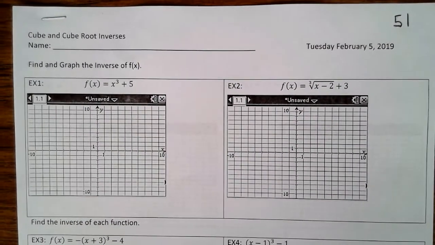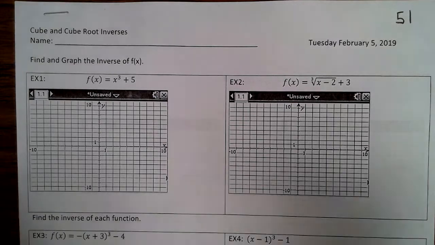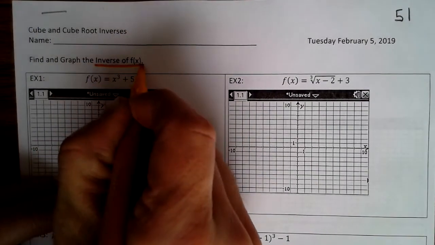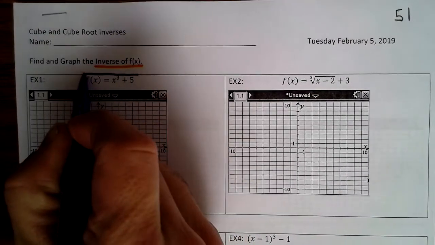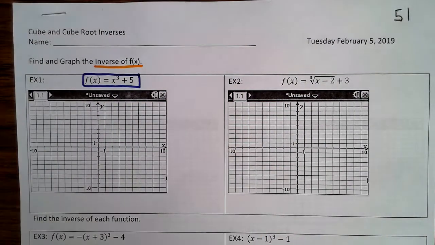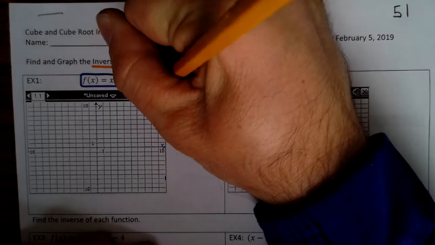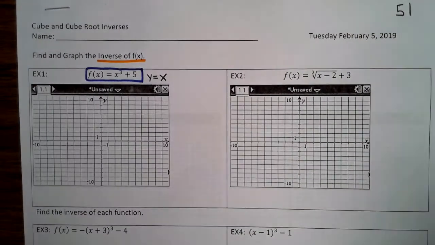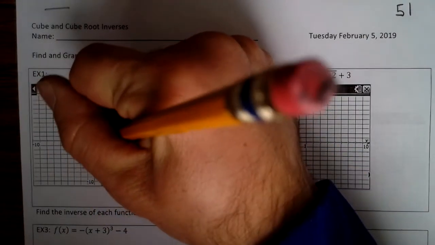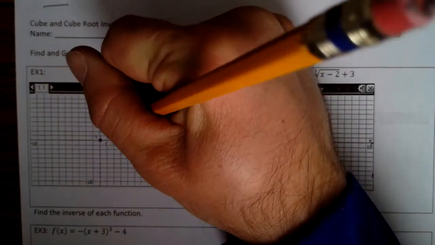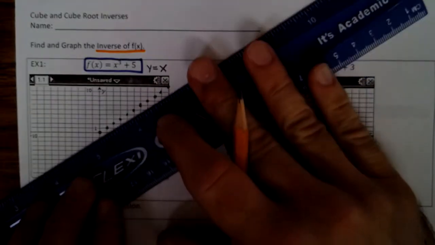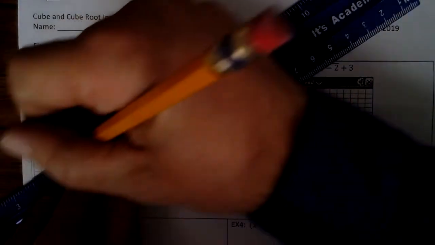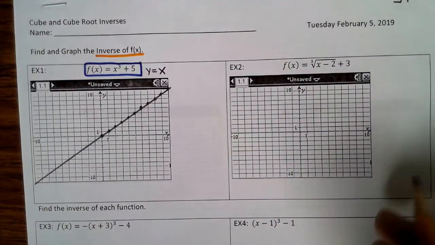Okay, graph the inverse of f of x. Now, I'm going to color code this. I'm going to do the inverse in yellow and the function in blue. Wildcat blue to be specific. And then I'm going to graph y equals x in pencil. Okay, so let's start by graphing that y equals x. So 0, 0, 1, 1, 2, 2, 3, 3, 4, 4. Now the reason why I graph the y equals x line is because if they're inverses, they'll reflect over this line.